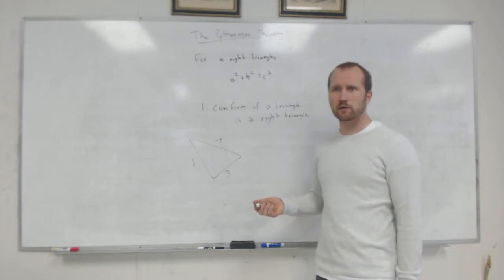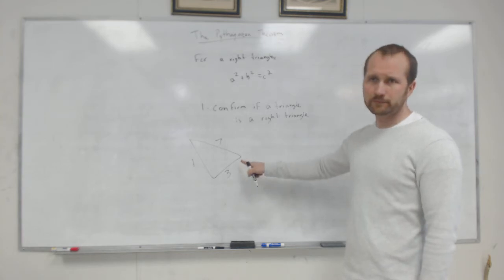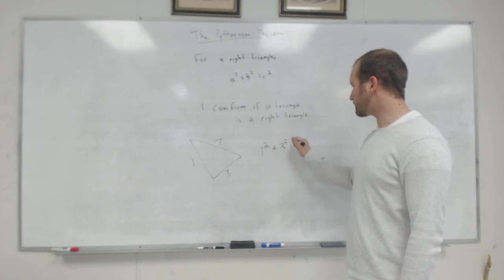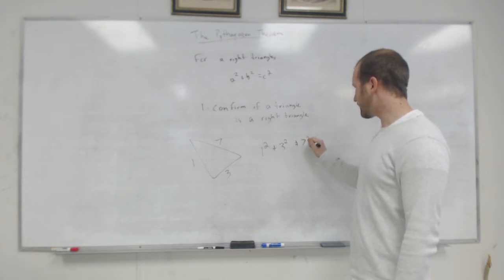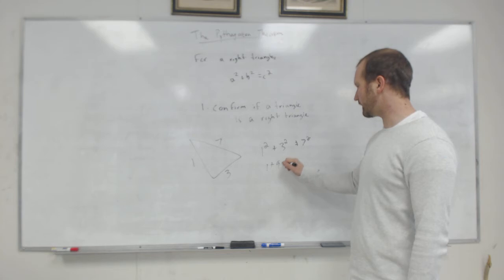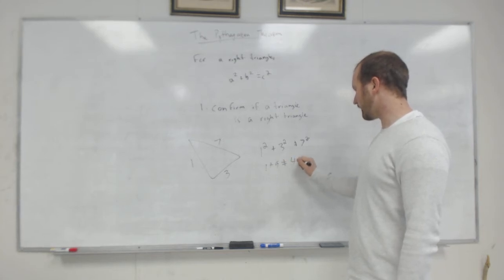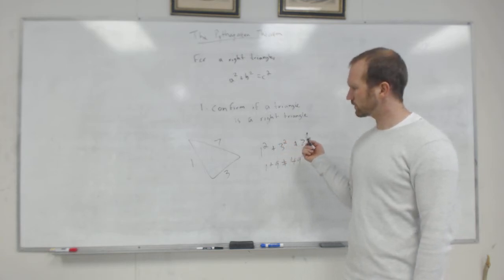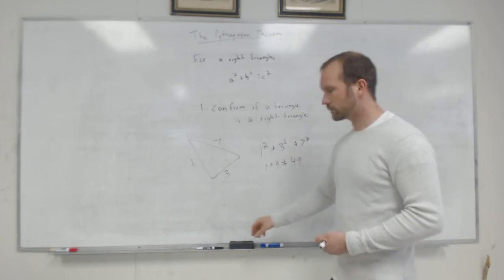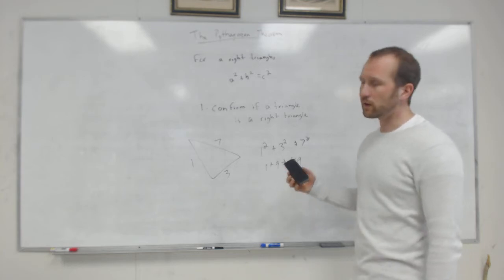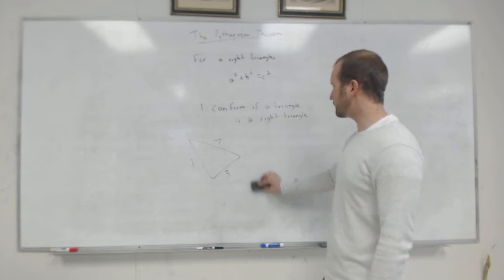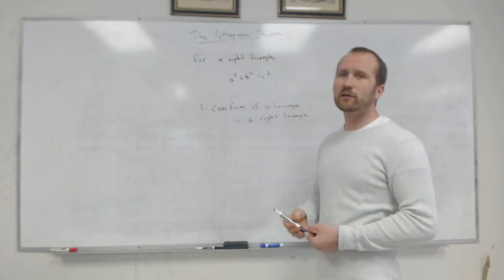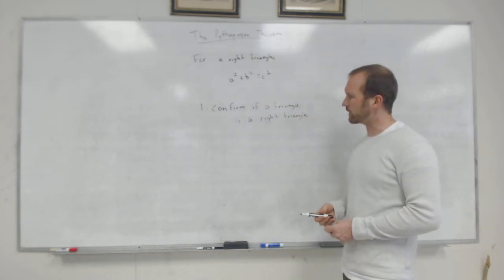How? It's not. How do we know that it's not? Because if you add up a squared plus b squared, 1 squared plus 3 squared does not equal 7 squared. 1 plus 9 does not equal 49. So that means this is not a right triangle. Could you have a right triangle that doesn't follow that? No. You can't have a right triangle that doesn't follow the Pythagorean theorem. Every right triangle is going to follow the Pythagorean theorem.